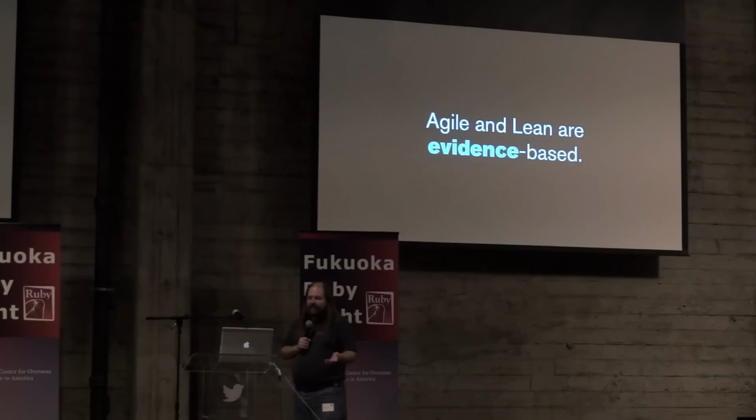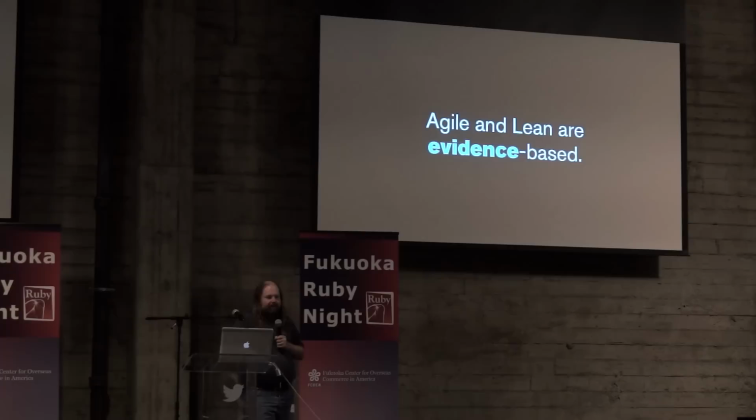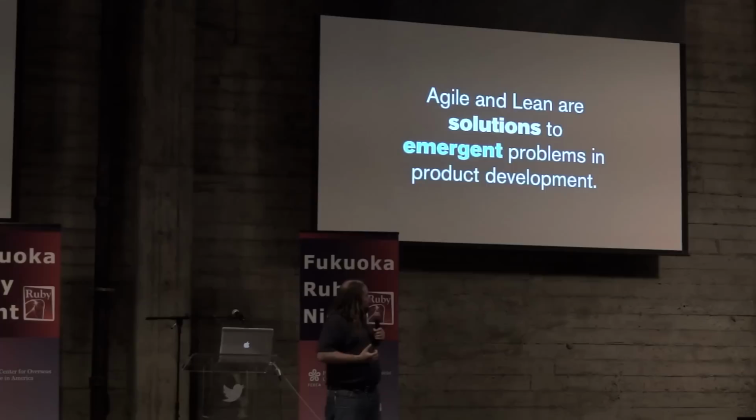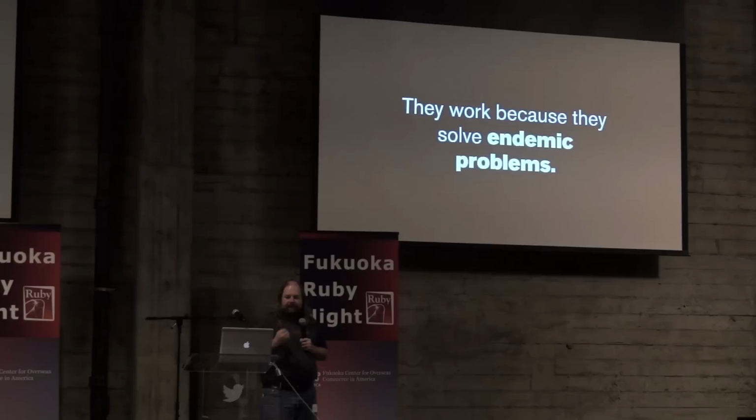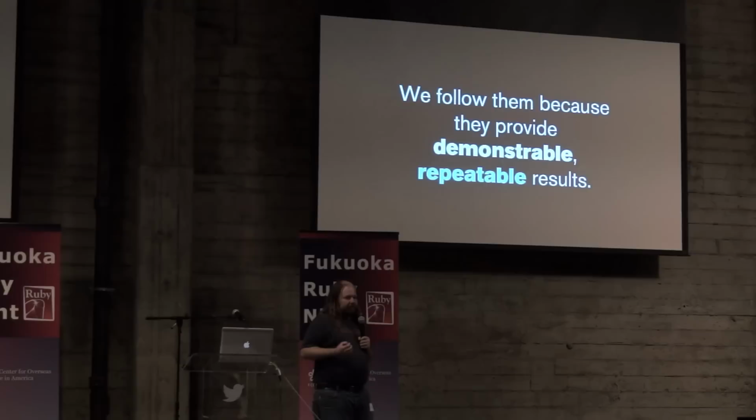And one thing that's really interesting about both agile and lean, and I've made a career out of leveraging these things in the world, is that they're not magic. They are solutions to emergent product development problems. I talked about one emergent product development problem: that we're going to make mistakes. They work because they solve these endemic problems, and we follow them because they provide demonstrable, repeatable results.